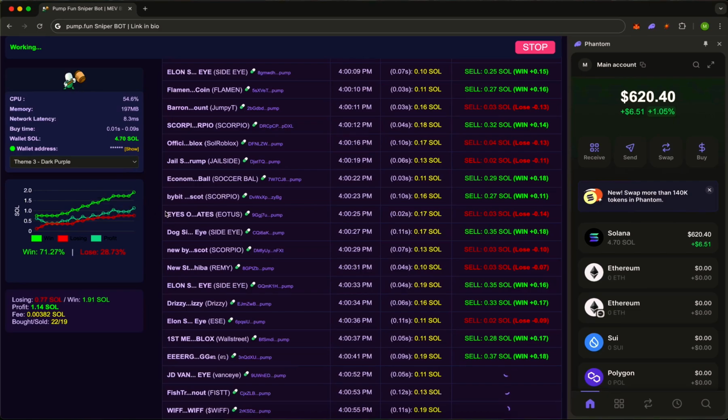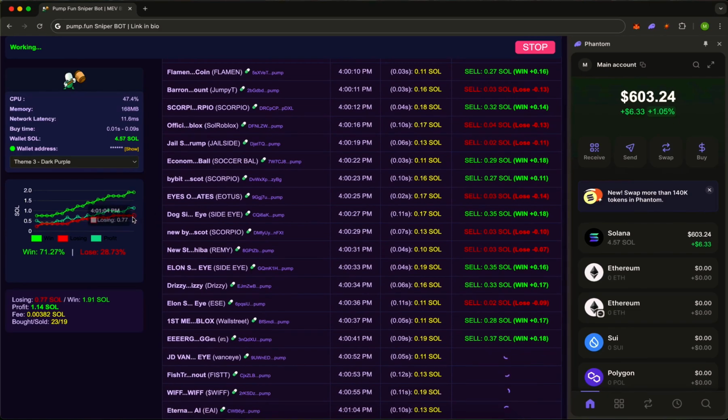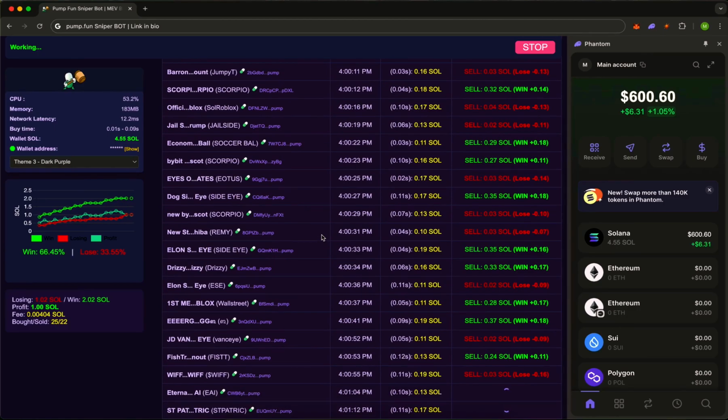Over 10,000 users have already trusted this bot with their capital. Because this isn't just a tool, it's a complete system. Security is built in, your funds stay under your control at all times, and the code is fully open source.